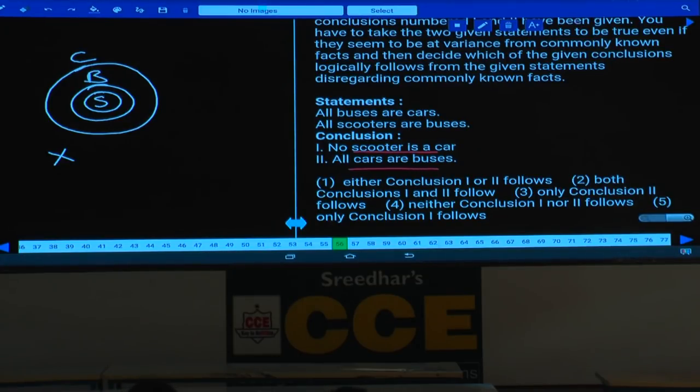All cars are buses. All buses are cars is true, but all cars are buses is false. Hence neither 1 nor 2. Choice 4, neither 1 nor 2. Again, as both the statements are affirmative, a negative conclusion cannot be drawn, so that will be ruled out.